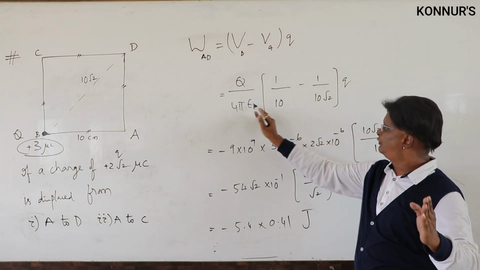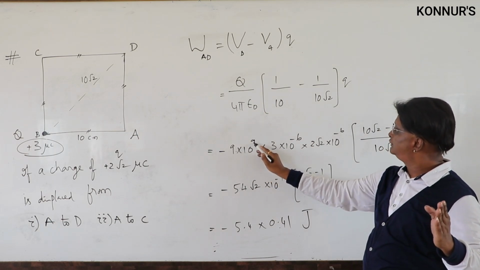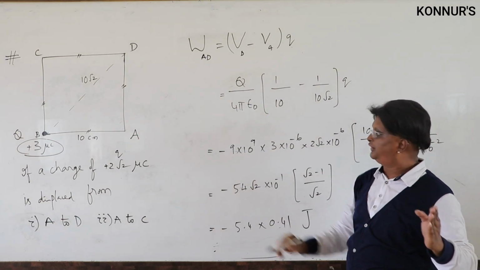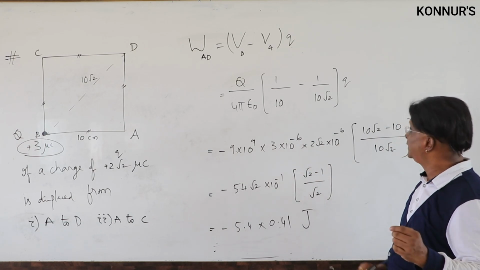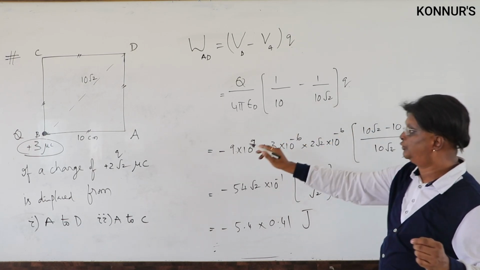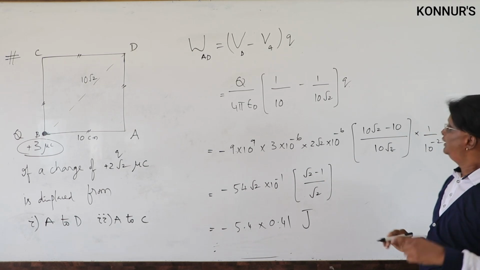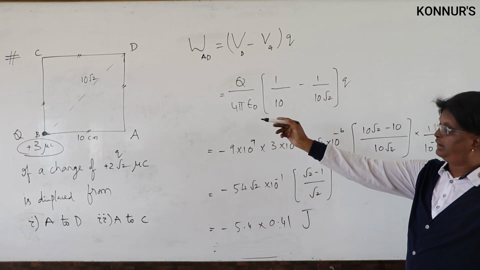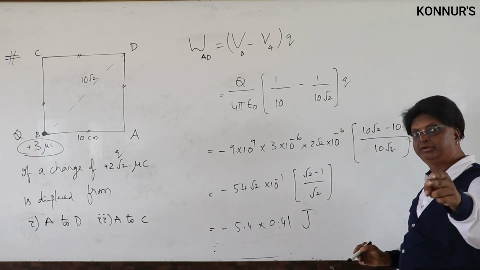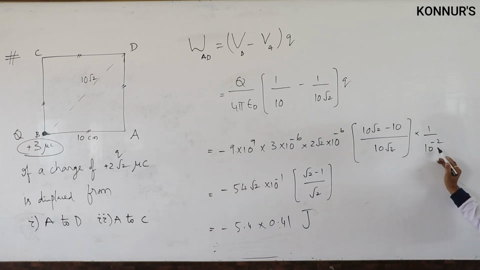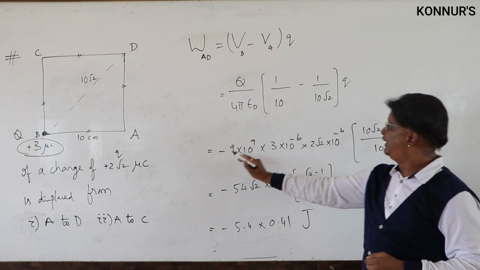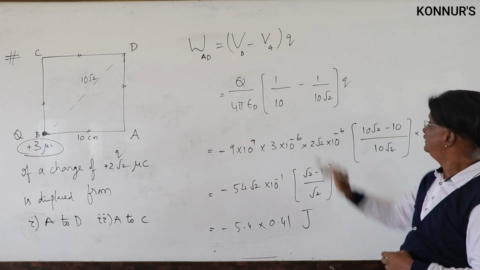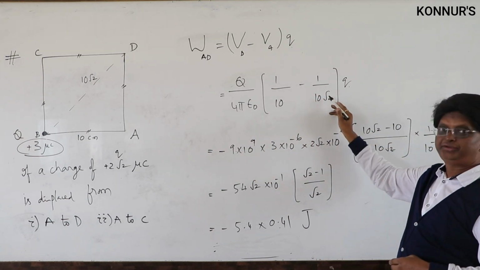So this is 1 by 4 pi epsilon, 9 into 10 raised to 9. Q, the charge at B, is 3 micro, and the small q is 2√2 micro. And remember, this is 1 by 10 minus 1 by 10√2. All that is given in centimeter. Therefore, again I have converted it to meters. Here you will see that 10 raised to minus 2, 10 raised to minus 2, right? Now why this negative sign? You see here, this is 1 by 10 minus 1 by 10√2.